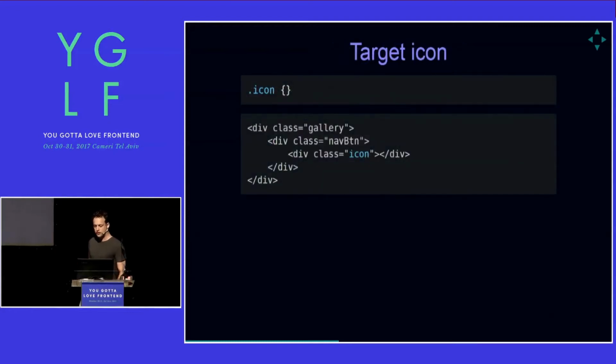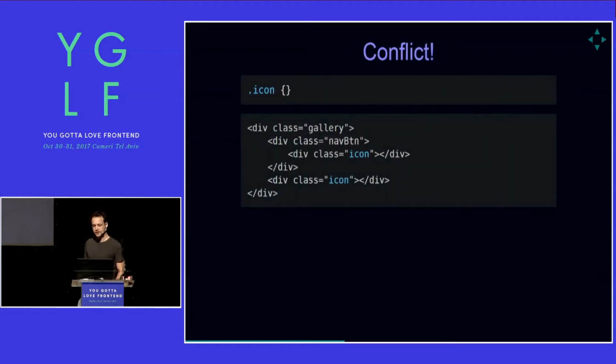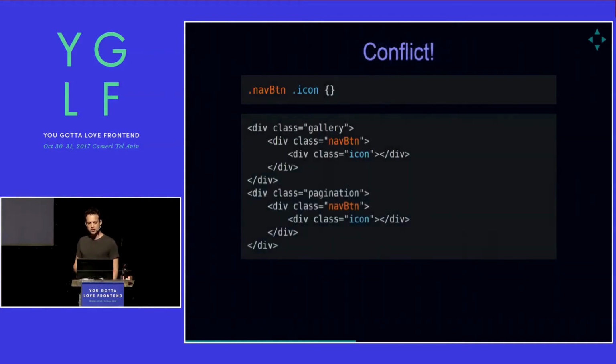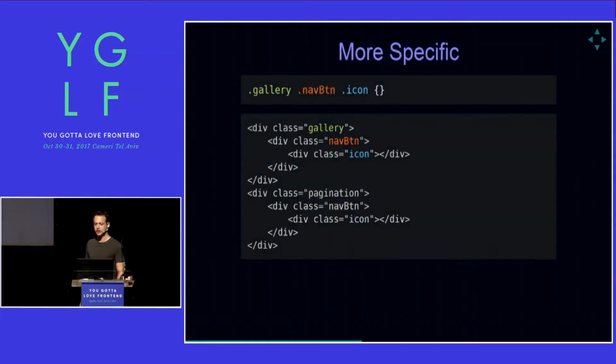We can use a CSS class for icon, and it seems to work, but it doesn't always work because we might have another CSS icon somewhere else in our structure. It's not unique to the nav button. So we make our selector a little bit more specific, adding the nav button class and making it work. But the same structure may appear in other places in our code, this time in a pagination structure. So we make our class selector a little bit more specific, adding the gallery class. And this seemed to work.